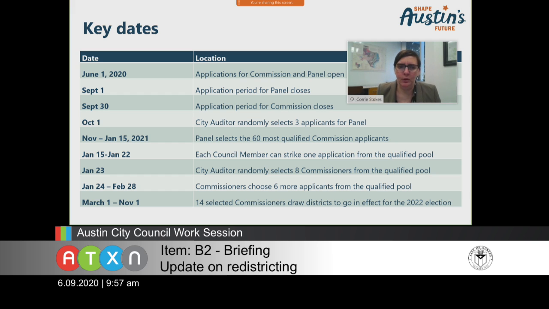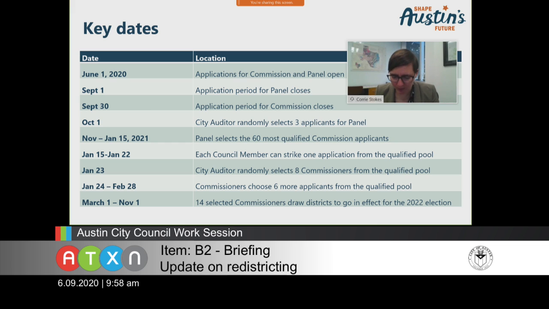September 1st is when we close the panel applications, and September 30th for the commission. And then on October 1st, and almost all of these dates are very specifically spelled out in the charter, we do the random selection for the panel. The panel does their work through January.